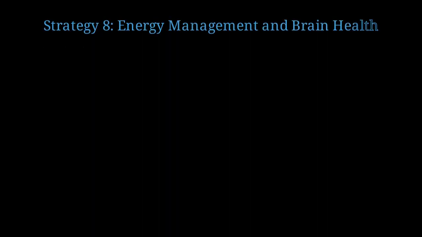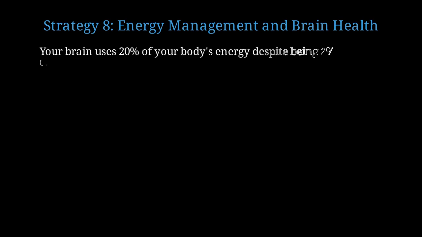Strategy 8 is fundamental. Optimize your brain's biological hardware through proper energy management. Your brain consumes 20% of your total energy, despite being only 2% of your body weight. This makes energy management crucial for cognitive performance. For a typical 2,000 kilocalorie diet, your brain uses about 400 kilocalories per day. Intense mental work can push this even higher.